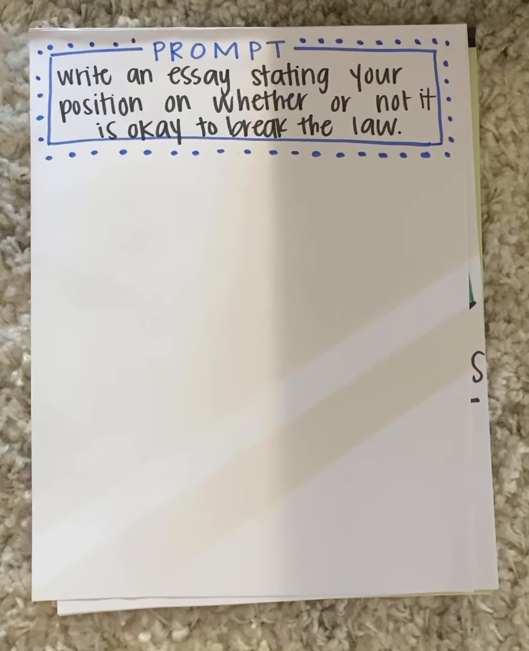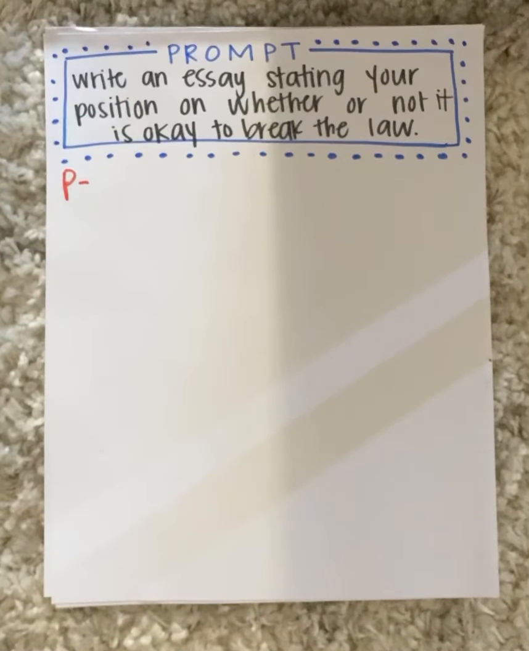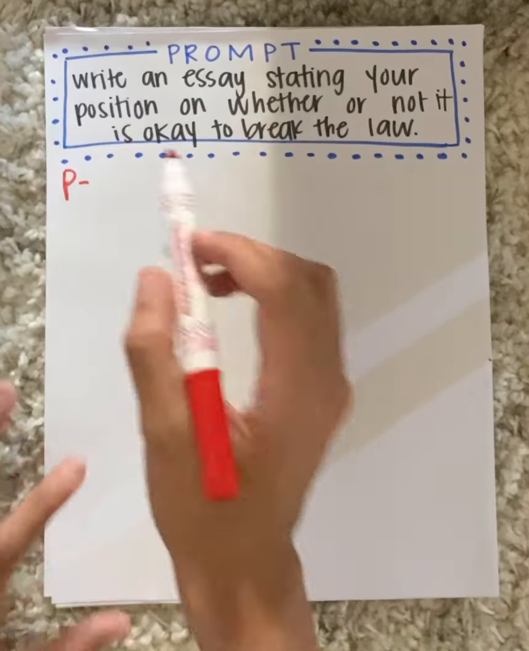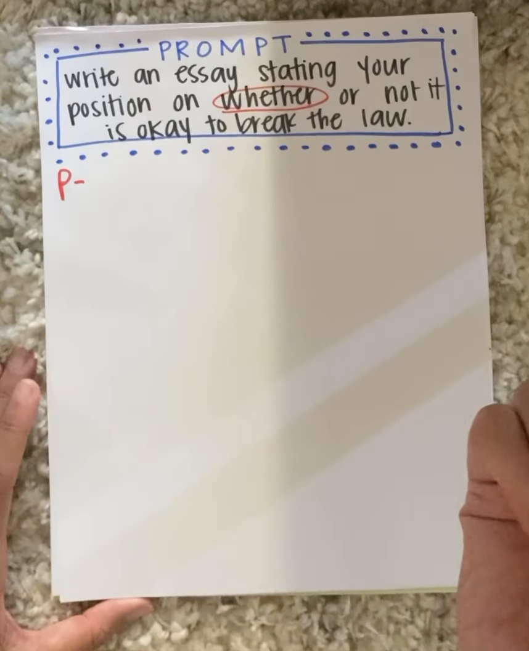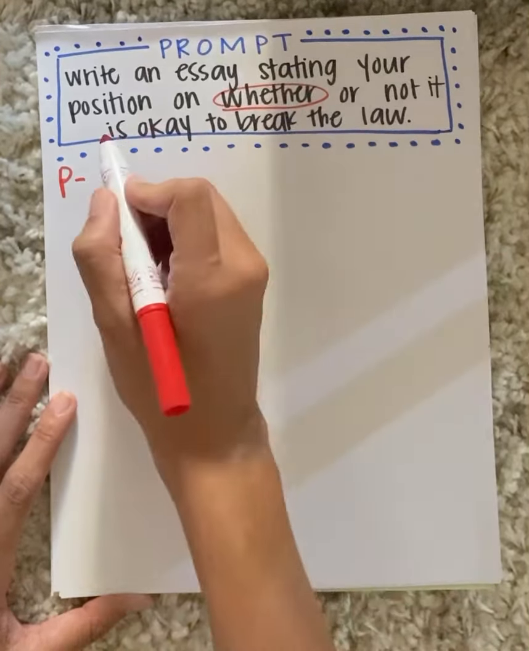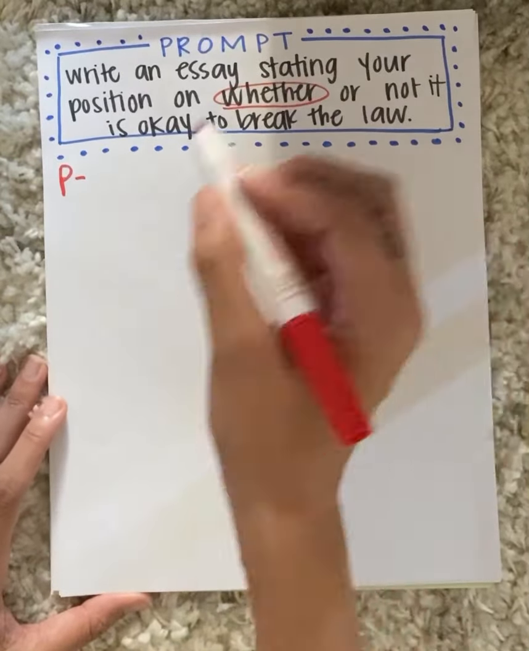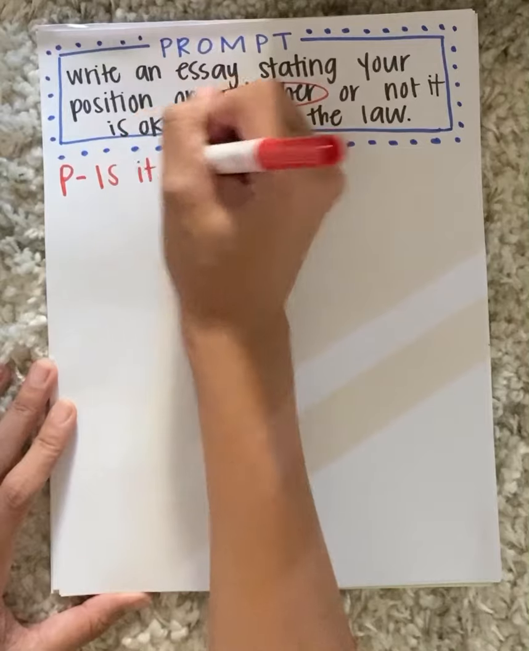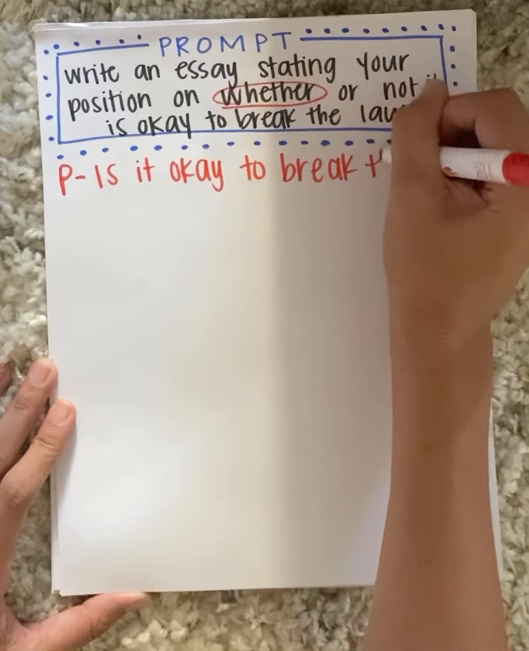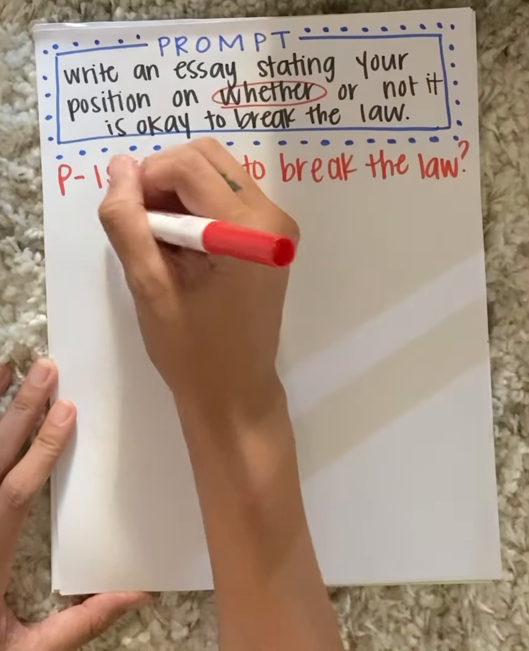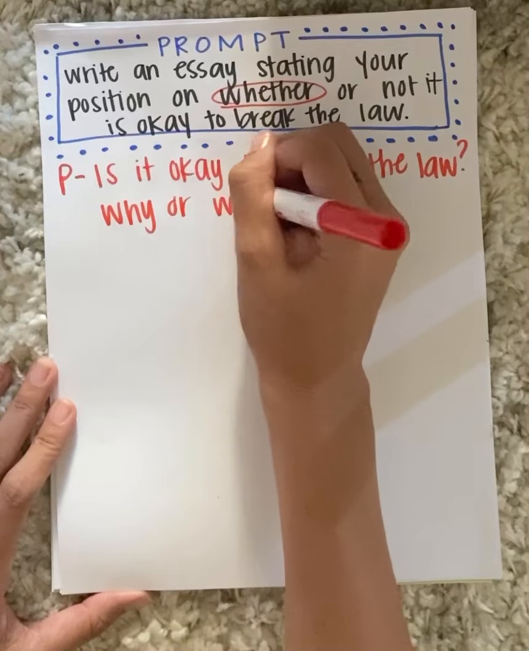Write an essay stating your position on whether or not it is okay to break the law. So the first thing I want to do is the P. This is where I'm going to take the prompt and I'm going to turn it into a question. So whenever I see words like whether or who, what, when, where, why, I know I'm about to be presented with a question. Whether or not it is okay to break the law. I can turn that into, is it okay to break the law? Why or why not?